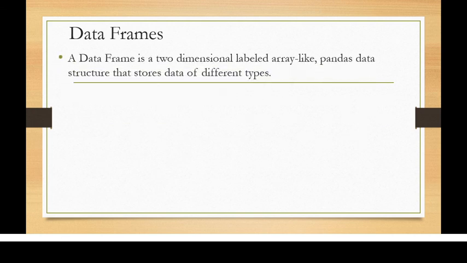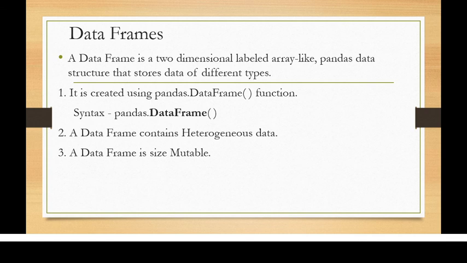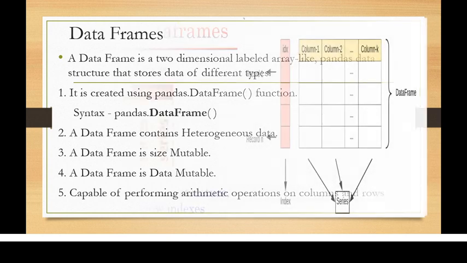A data frame is a two-dimensional labeled array-like pandas data structure that stores data of different types. It is created using the pandas.DataFrame function. To create a data frame, you have to write the pandas.DataFrame function in this way. A data frame contains heterogeneous data. A data frame is size mutable. A data frame is data mutable, and it is capable of performing arithmetic operations on columns and rows.